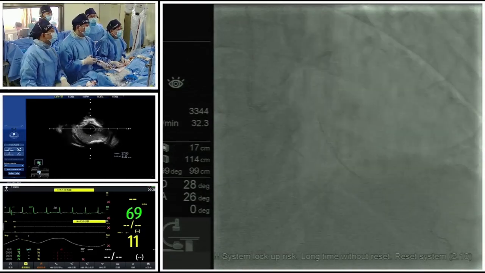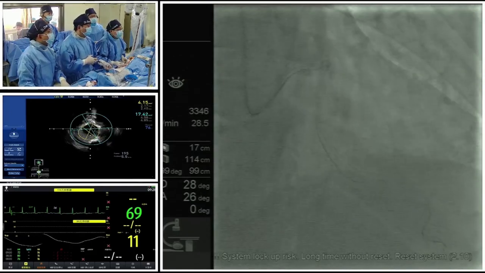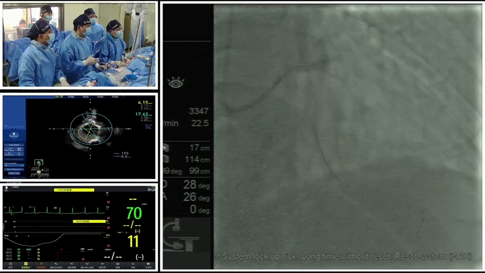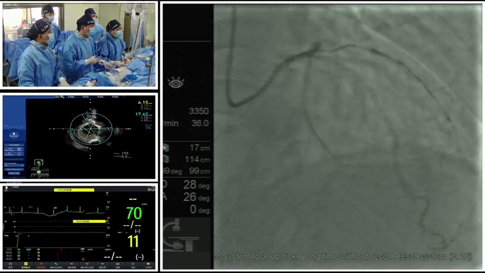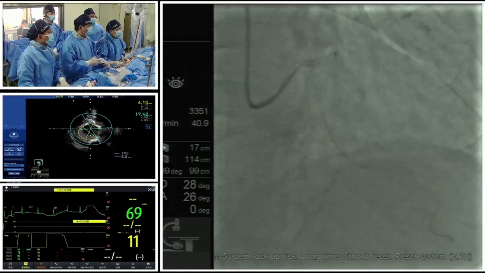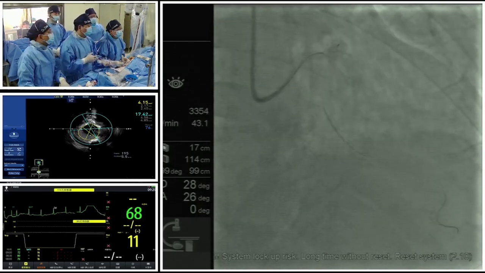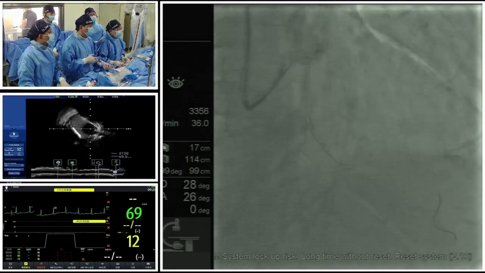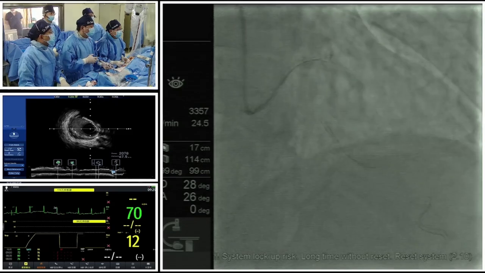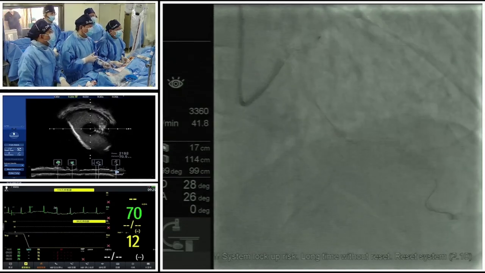Yeah, because the lesion is very diffuse in the LAD from the middle part to the ostium, I think you may probably put in two stents, and you have to run one more IVUS in the first diagonal to see if there's a severe stenosis at the ostium of the first diagonal.